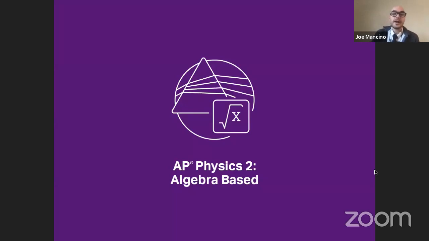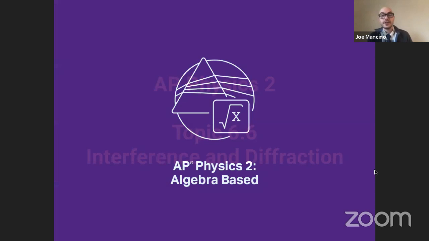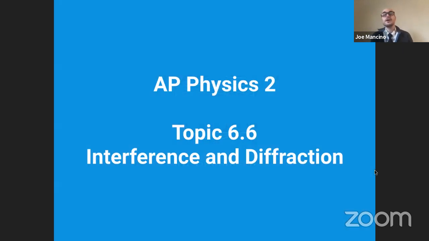Everybody, and welcome back to AP Physics 2 for our fourth and final day of talking about optics. Today, we'll be talking about interference and diffraction, properties that are evidence of light's wave nature.